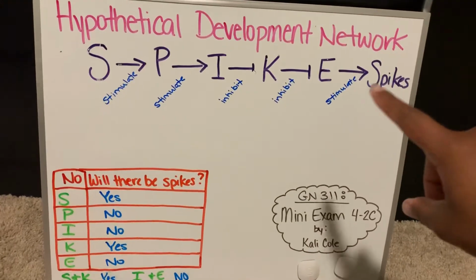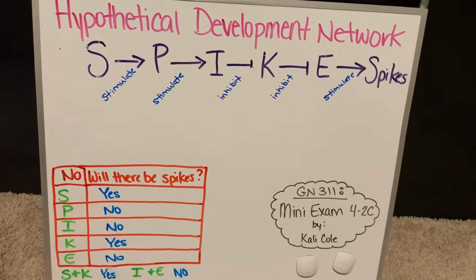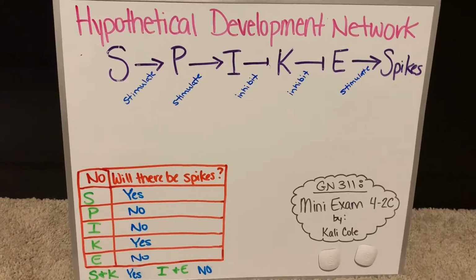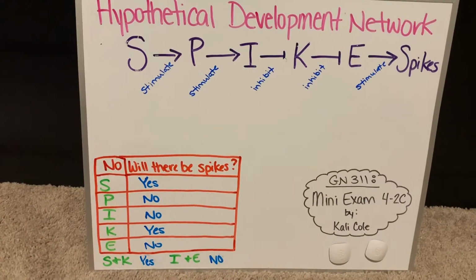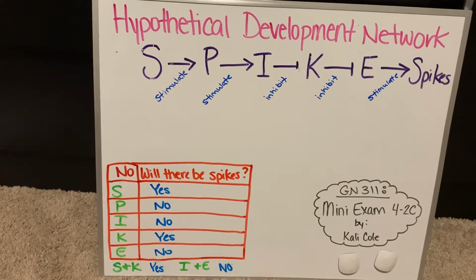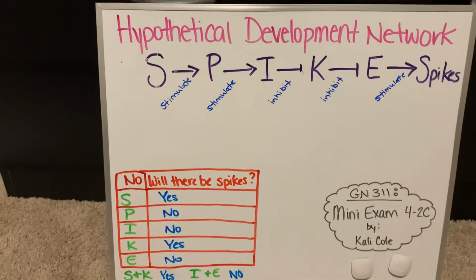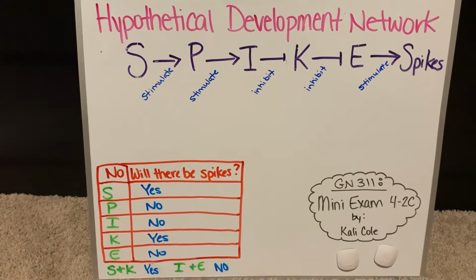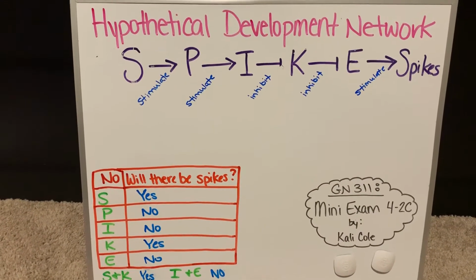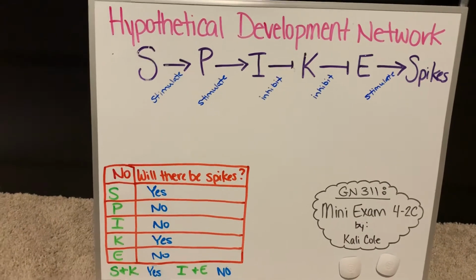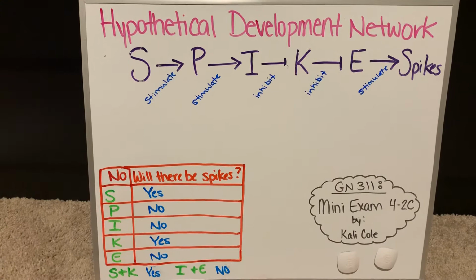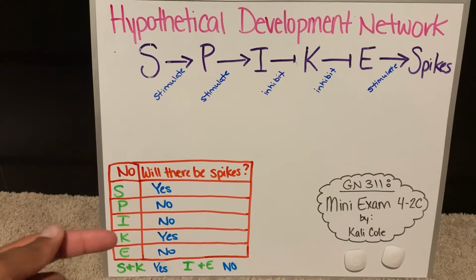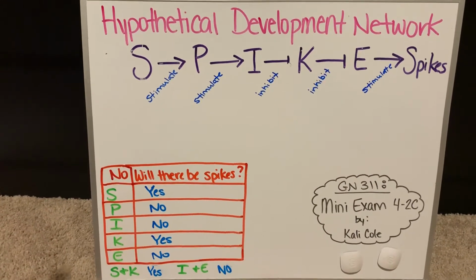If you were to remove E, it's the initial stimulant. It's what promotes the growth of the spike. So without it, there's nothing to promote that, which means there would be no spikes. And then K is an inhibitor for E. So if you remove K, that means that E is free to stimulate as much as it would like. If K is there, then it's preventing E from stimulating those spikes. So without K, there would still be spikes because E could work.